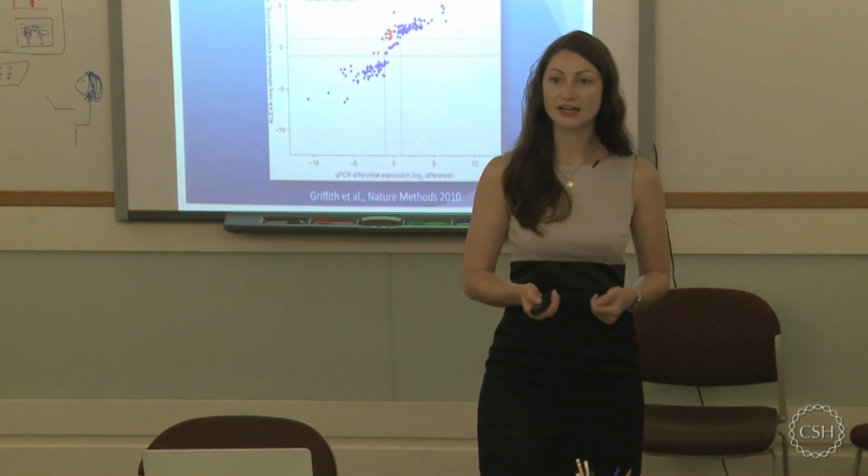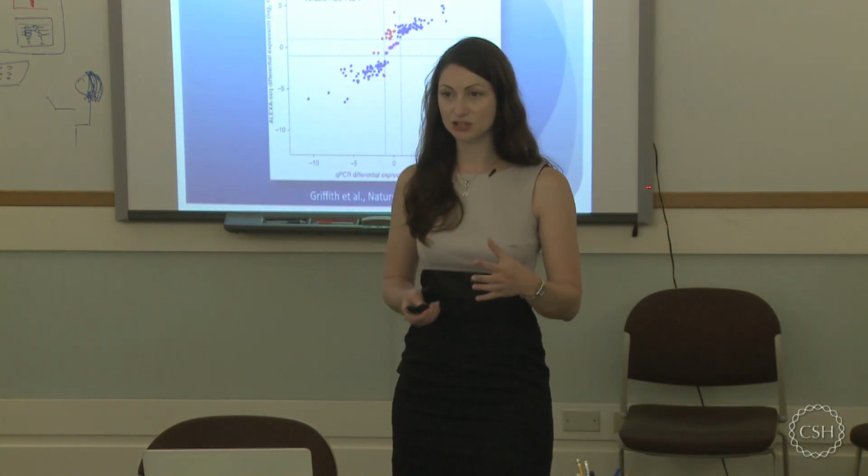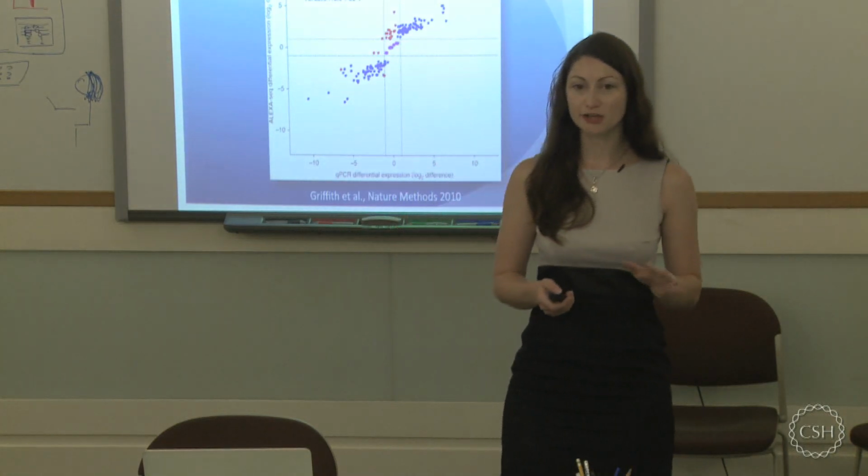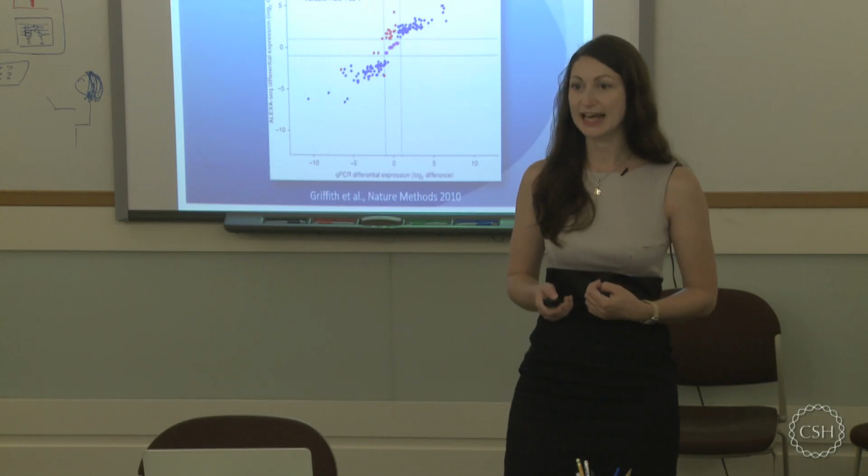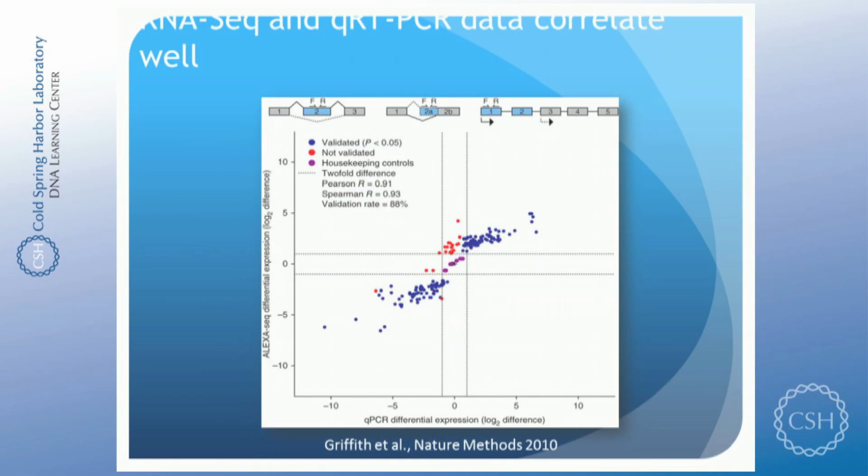Now, how well do RNA-Seq and qRT-PCR actually correlate with each other? There's a lot of studies out there that compared exactly that, and they correlate reasonably well. You have here on the x-axis the differential expression as measured by qPCR, and on the y-axis the differential expression as measured by FPKMs by RNA-Seq. And you get reasonably good correlation. The validation rate in this particular case was 88%. And this is also more or less what you get. So between 80 and 90% is what you usually should get between RNA-Seq and qPCR.